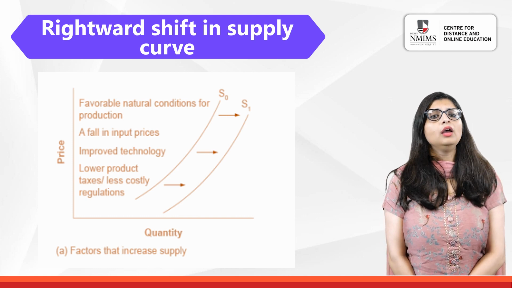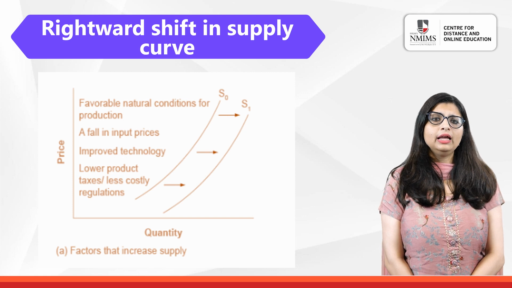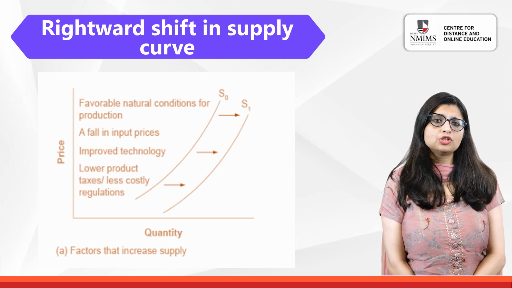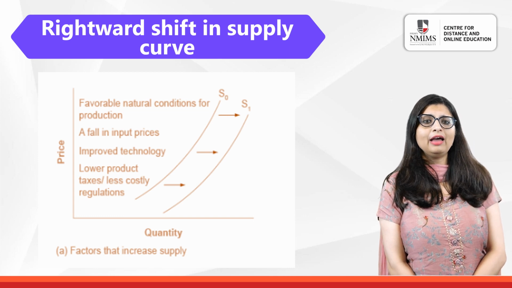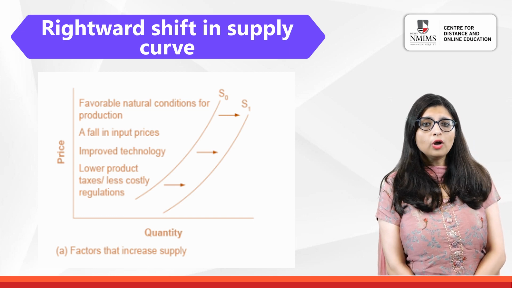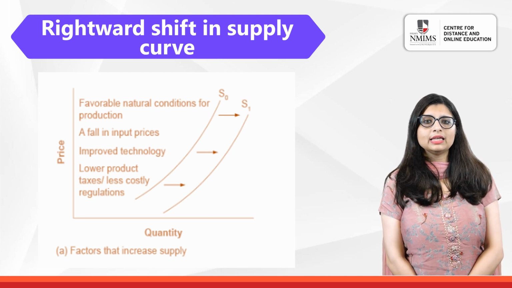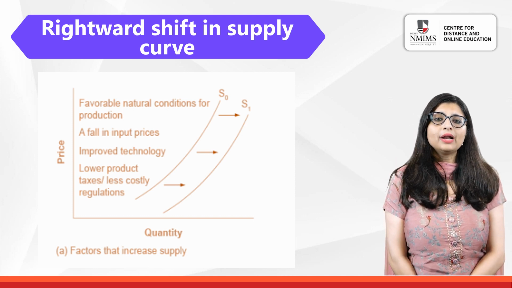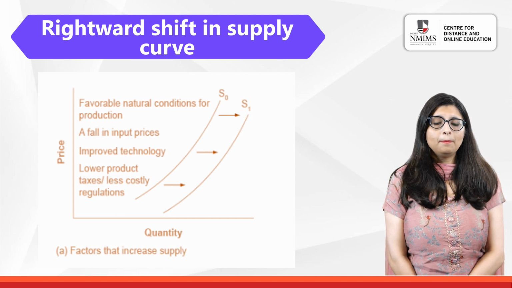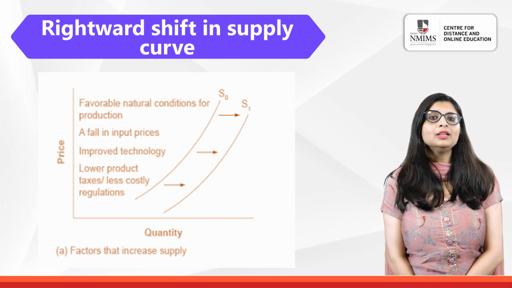Let's say the price is 20, and at price 20 I am supplying 20 units of a commodity, and then I increase to 30 units of the commodity at the same price of 20. So in these cases, if you notice, the price remains the same, but there is a shift in the supply curve.